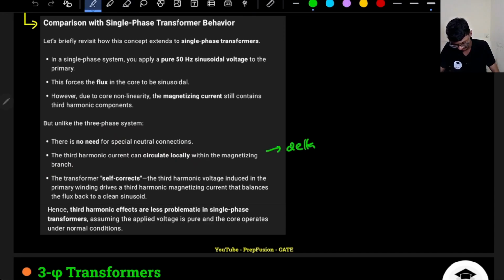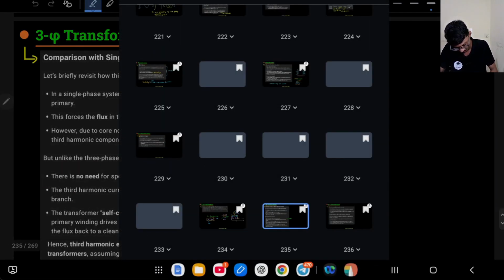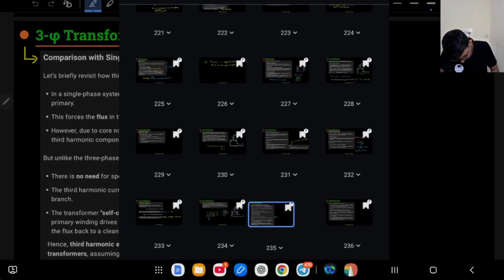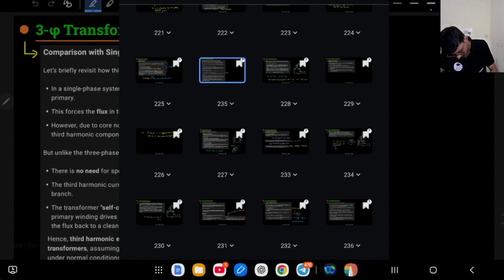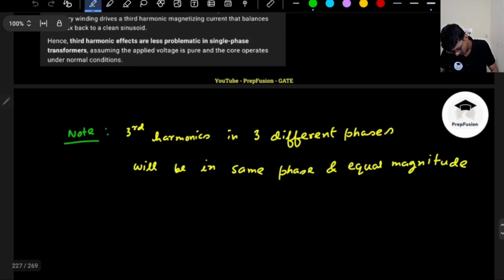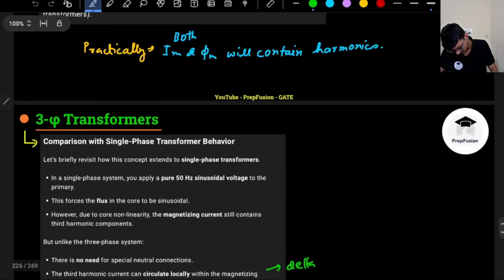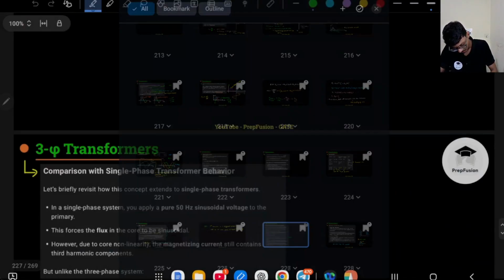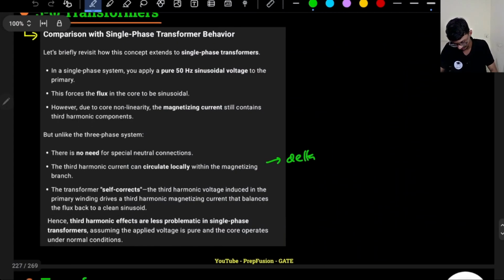This should have been in the first slide actually. The comparison to the 3-phase transformer, I should have put in the first slide. Yeah, this will be the best place to put this. I'm just comparing single phase and 3-phase transformers.